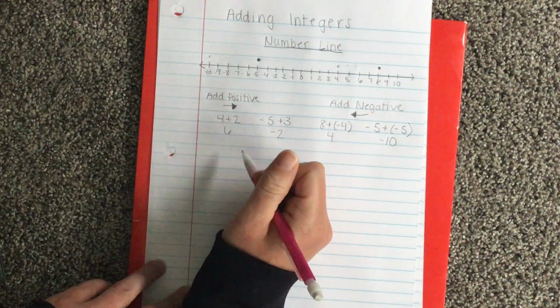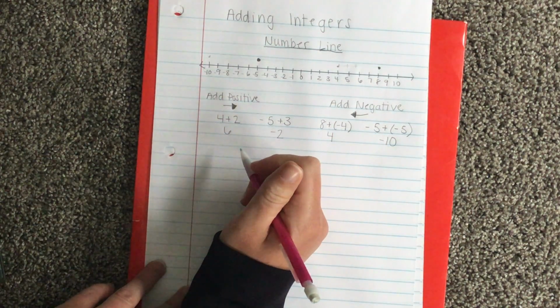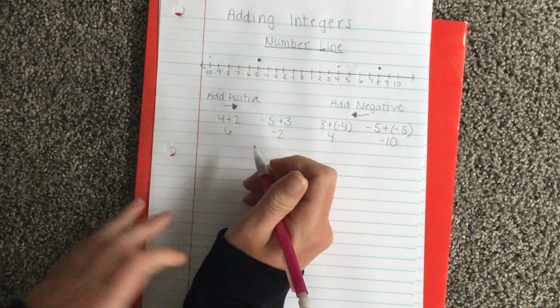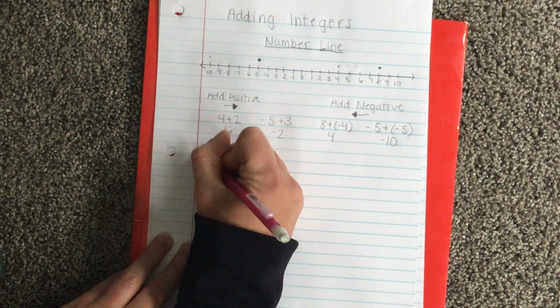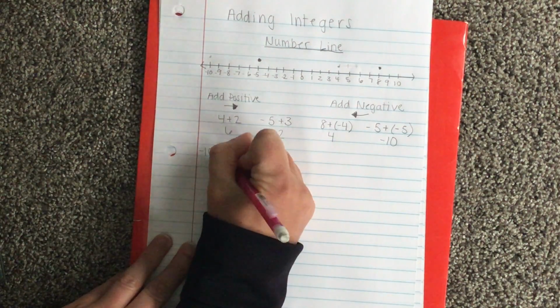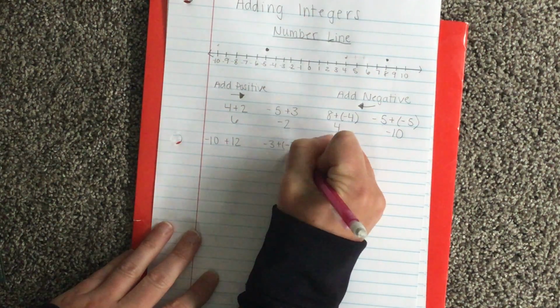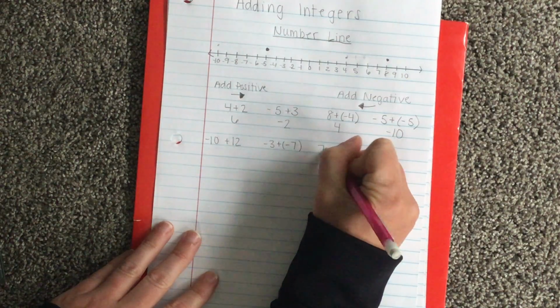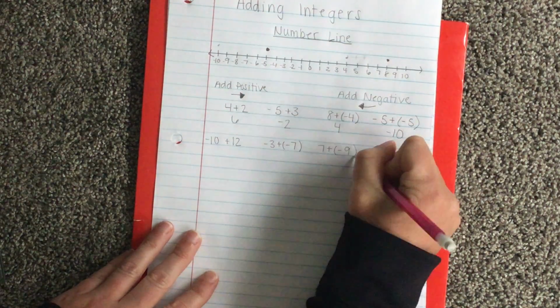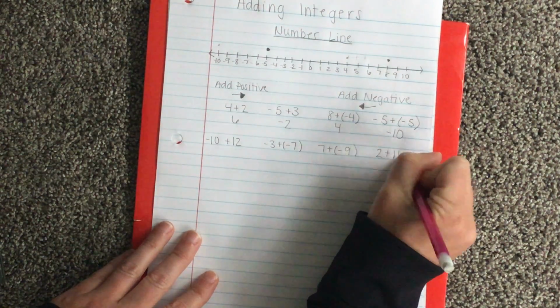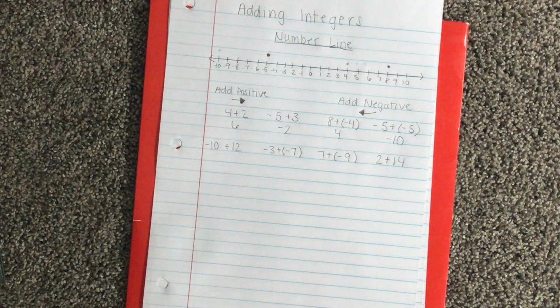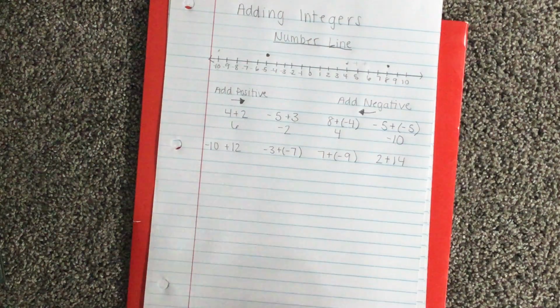I'm going to put 4 problems down here. I would like you to try these. Negative 10 plus 12. Negative 3 plus a negative 7. 7 plus a negative 9. And 2 plus 14. I would like you to try these using a number line. Push pause and try that now.